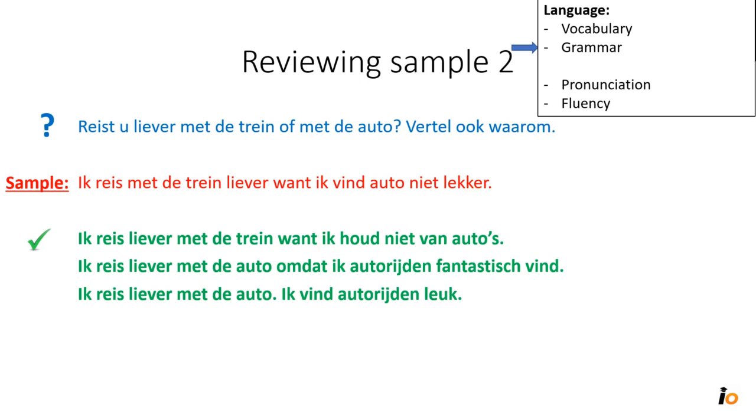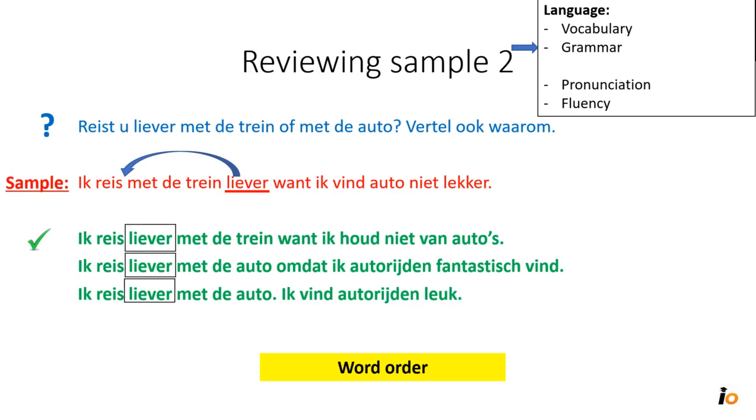So when we move on and look at the grammar part, we can see that in the first part of the answer, "ik reis met de trein liever," there is a word order mistake. So there we see that the word liever, just like het liefst in the last sample that we looked at, liever has to be after the verb. So it should be "ik reis liever met de trein." And we can see in all the ideal samples that is exactly the order that was used. You see that liever comes straight after the verb in all the ideal samples. "Ik reis liever met de trein, ik reis liever met de auto." So liever should be straight after the verb.